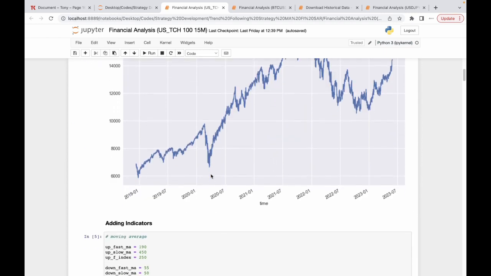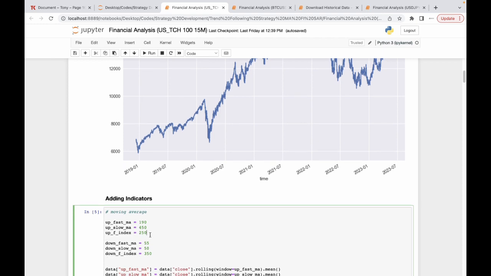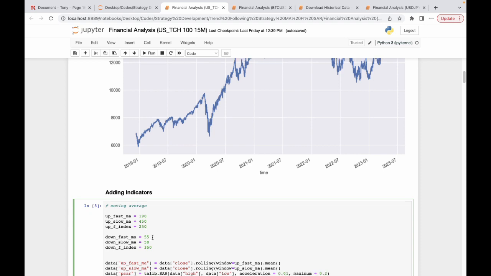And going further to look at the indicator values, for the Upfast MA, it's 190. And for the Upslow MA, it's 450. And for the Force Index, it's 250. So you can plot this on your MetaTrader 5 if you wish to, and you can actually use this manually to trade. You can also visually understand why the expert advisor actually takes the trades and when it should take the trades or close the trades.